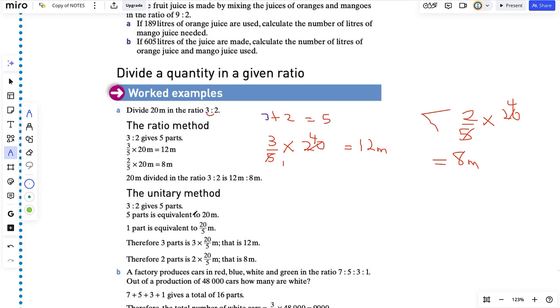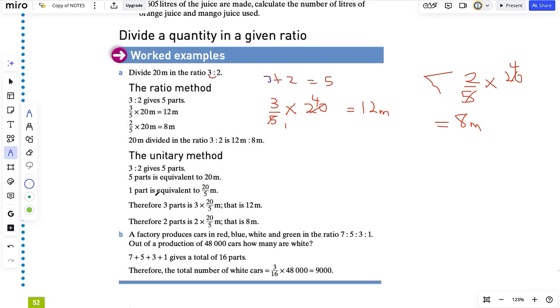We can also use the unitary method. In the unitary method, ratio 3 to 2 gives 5 parts, right? 5 parts is equivalent to the whole 20 meters. One part will be what? In unitary, you must always find 1. When you express the total that is given to you, for one part we say 20 divided by 5, which is 4. One part will be 4.